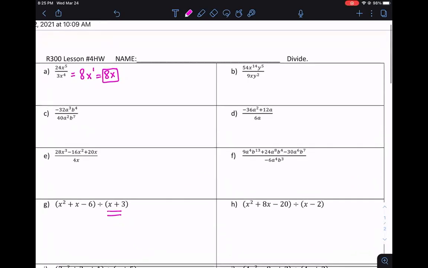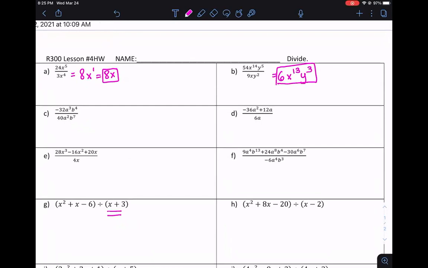For letter B, you're going to have 6x to the 13, y to the 3. And I'm just going to remind you, as we discussed last week and on Monday, that we don't want to have any negative exponents.